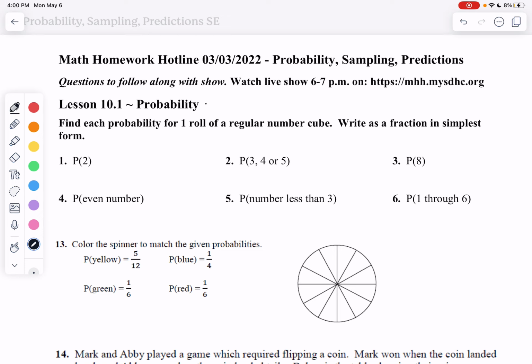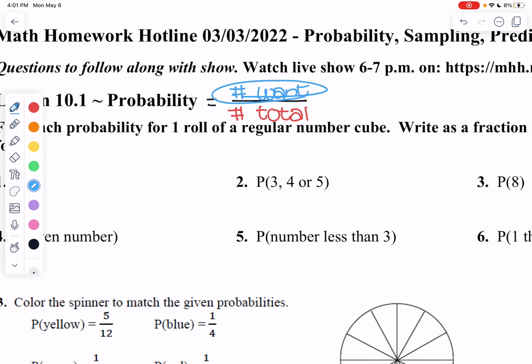I want us to remember that probability, the real definition, is the number of desired outcomes out of the total number of outcomes. Okay, so let's think about what that means. What we like to say in class is that out of all of the things that could happen, the total number of things that could happen, what number of those things do we want to happen? And then I divide the number of things I want to happen by the total number of things that could happen, and that is what gives me the probability that this thing I want to happen will happen, okay?